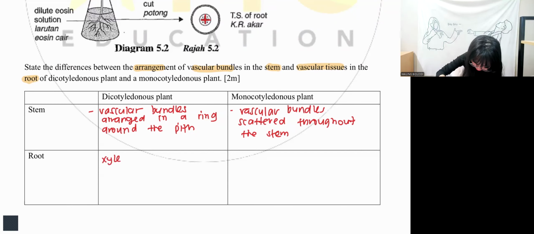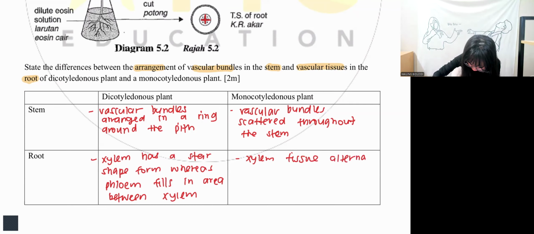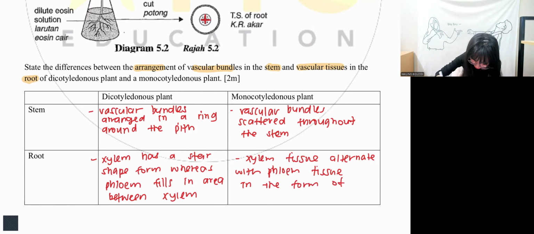For root, you're going to say xylem has a star shape form, whereas phloem fills in the area between xylem. For monocot, we can write xylem tissue alternate with phloem tissue in the form of a ring.